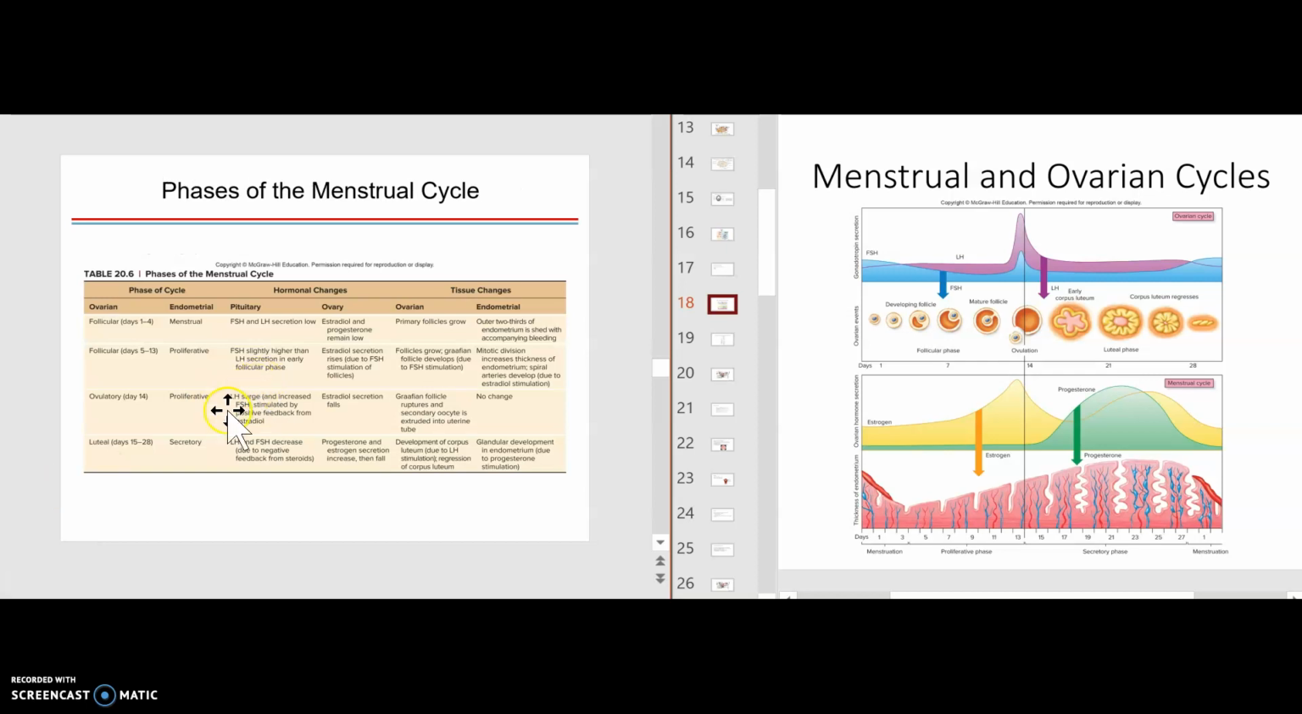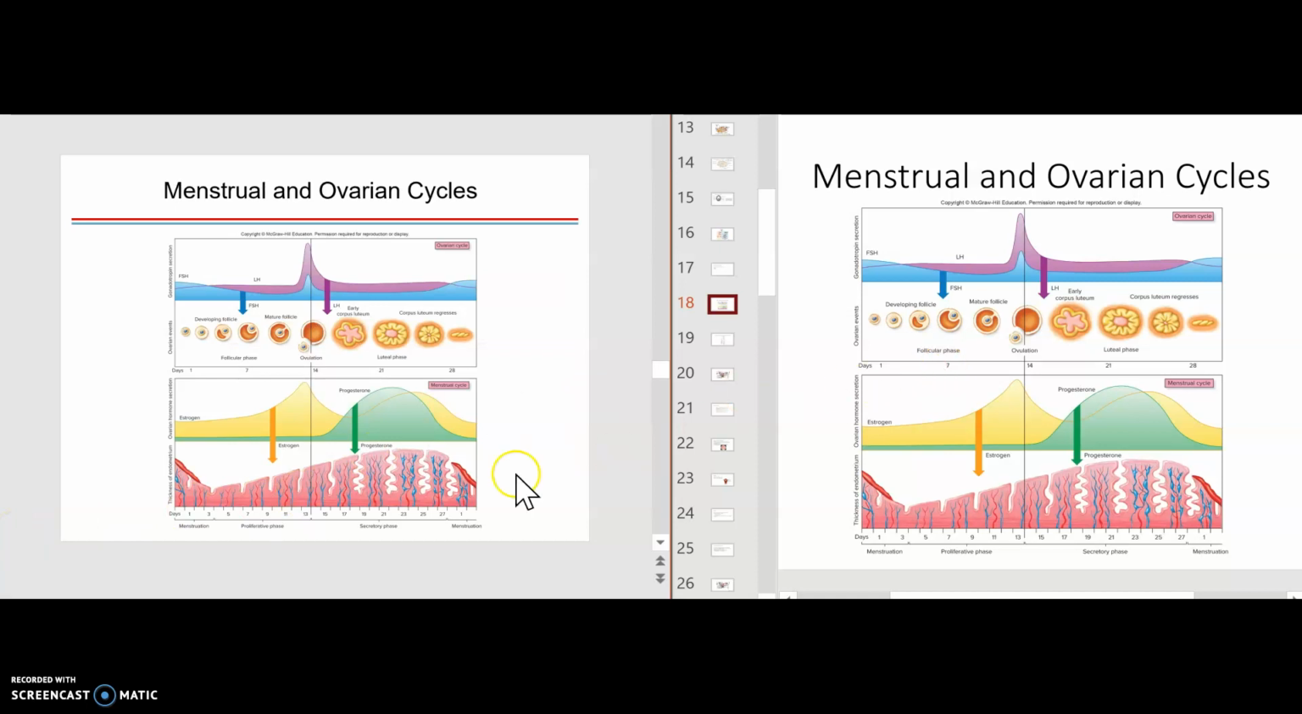So here's the phases that you can look at on your own. Here again is this same picture here.